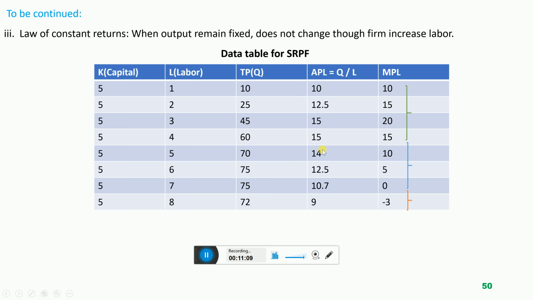APL and MPL are decreasing, but still positive. This means the fifth labor gives extra output of 10 units, but it is giving something. The sixth labor gives extra output of 5 units, but it is giving something. So the second stage of production is a good stage of production because the output is increasing, though output increases at a decreasing rate, but it is increasing.